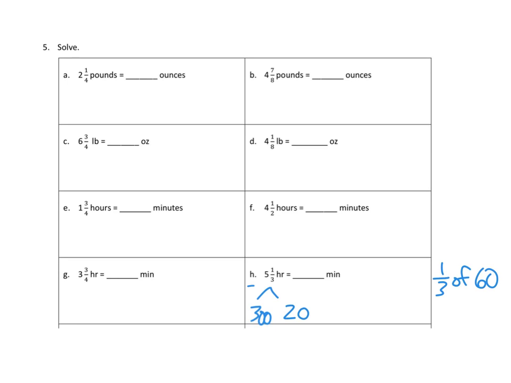So 300 for the 5 hours and 20 for the third of an hour. We can add those two together probably in our heads to say 320 minutes.